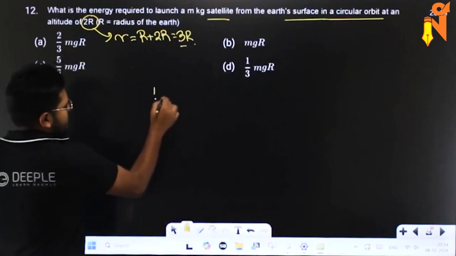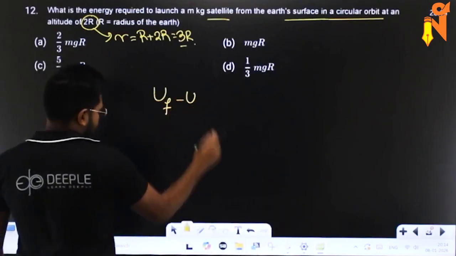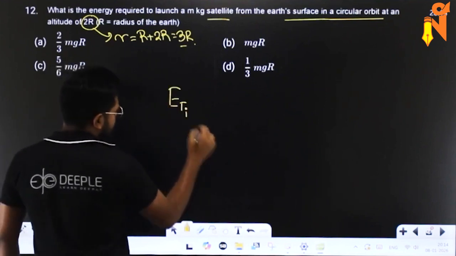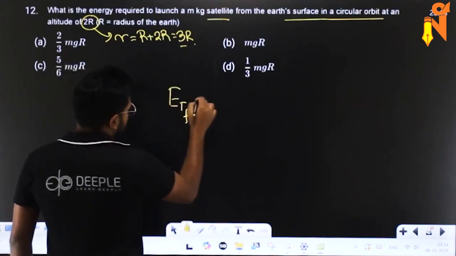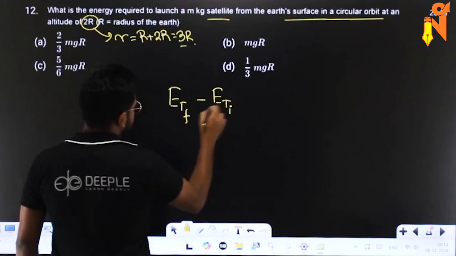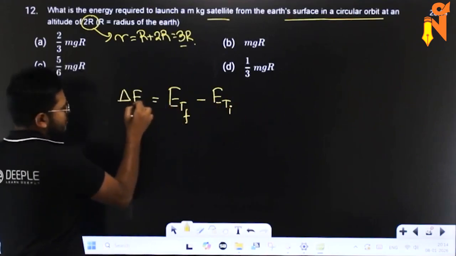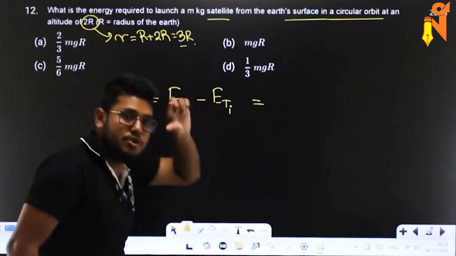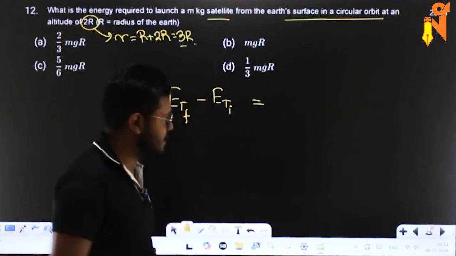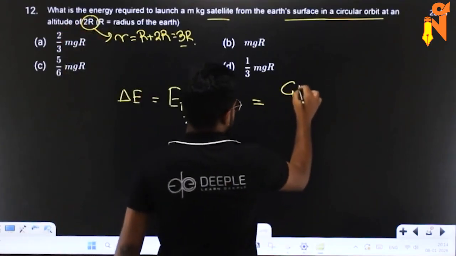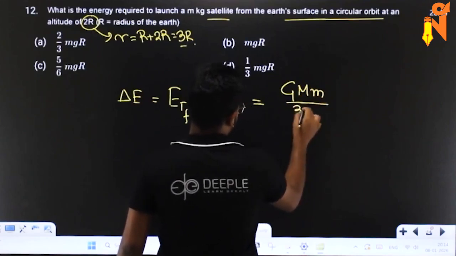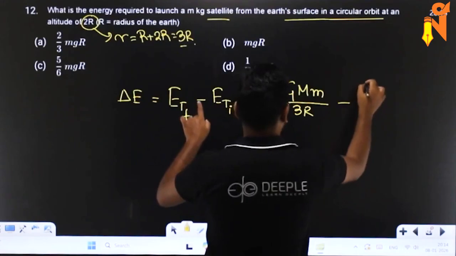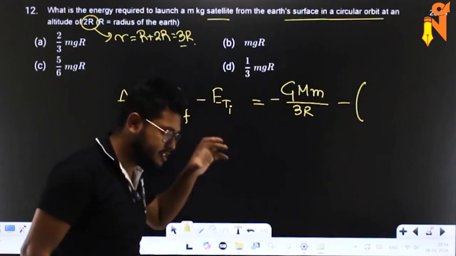So, energy final minus, okay, I am writing here total energy initial. Final minus total energy initial, that is the amount of energy that is provided, right? What is the final total energy? If it is at 3r distance from the center to center, so I just know it is G M m by 3r with a negative sign. Then this thing is minus initial energy, since it is on the surface of Earth.